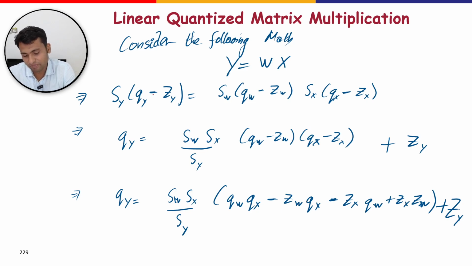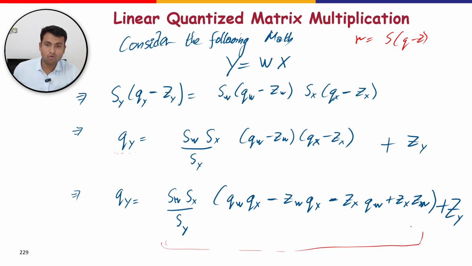Each of these floating point things can be represented by the affine mapping, as we had seen: real number is s(q minus z). So if it is y, we represent it with subscript y, if it is weight, with subscript w, and if it's the input, with subscript x. Our main goal is to find q of y. So from this equation, we calculate q of y. Here is this simple term, plus z of y, and q of y is finally represented in this format if we multiply these two matrices together.